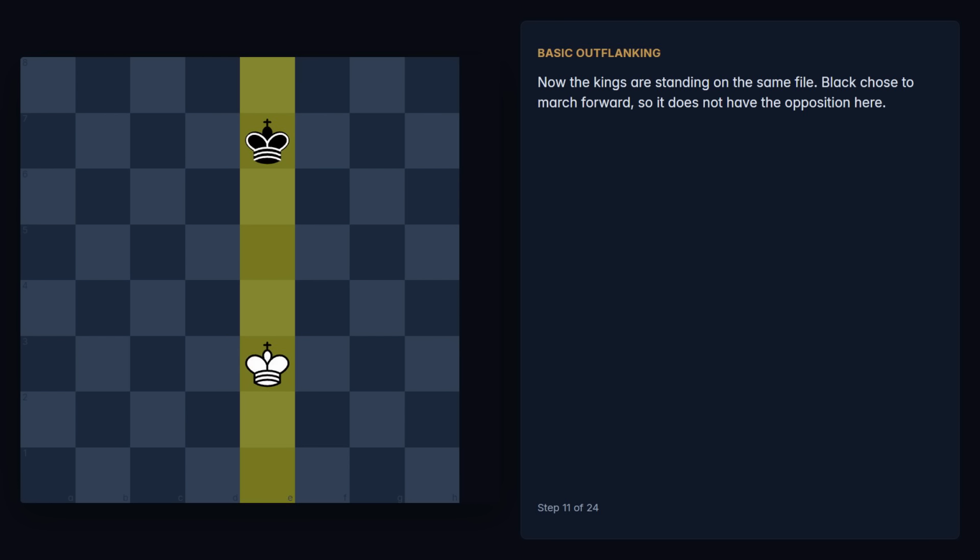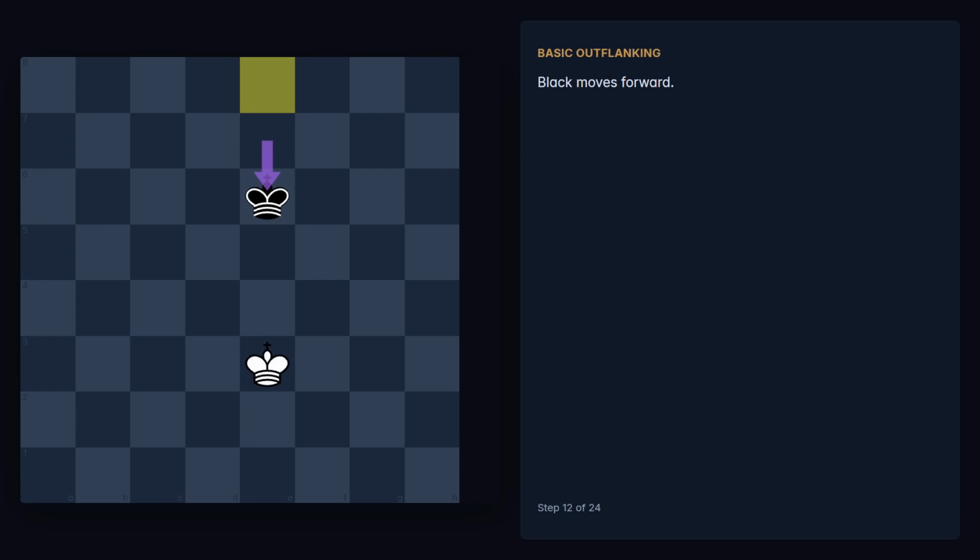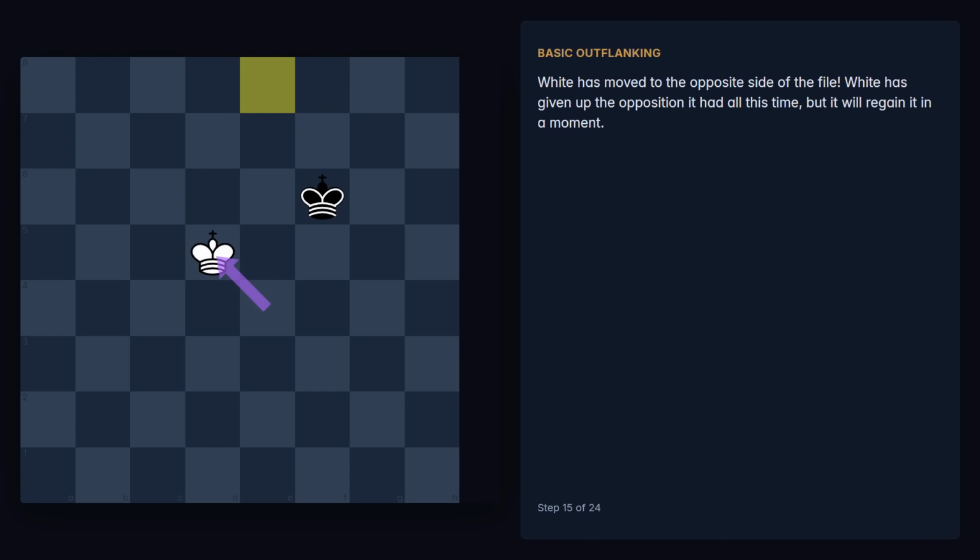Now the kings are standing on the same file. Black chose to march forward, so it does not have the opposition here. Black moves forward. White pushes forward with the opposition, same color as the black king. Black goes sideways. Now the outflanking will take place. White has moved to the opposite side of the file. White has given up the opposition it had all this time, but it will regain it in a moment.